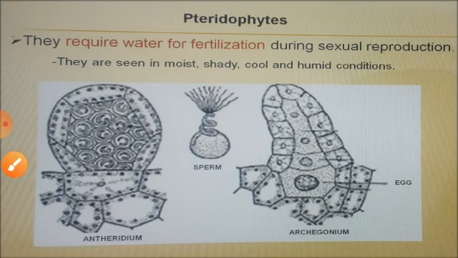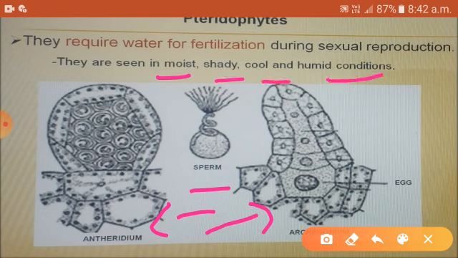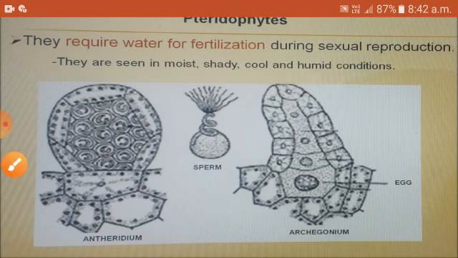Like bryophytes, the pteridophytes also require water for fertilization to occur during sexual reproduction. The sperms produced in male sex organs called antheridia, you can see here in this image, swim through the water to reach the egg cell in the archegonia. As they require water for fertilization, they are seen in moist, shady, cool and humid conditions, mostly in tropical regions, but some members of pteridophytes are also seen in temperate region.